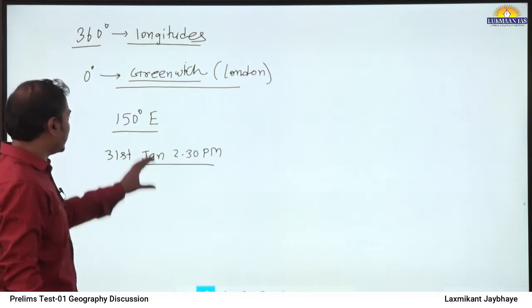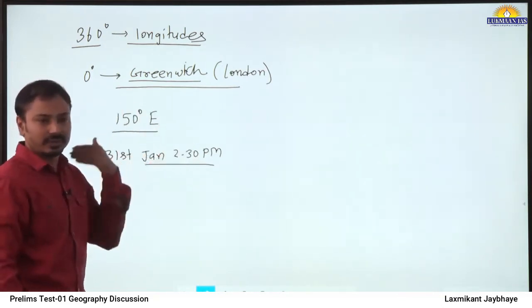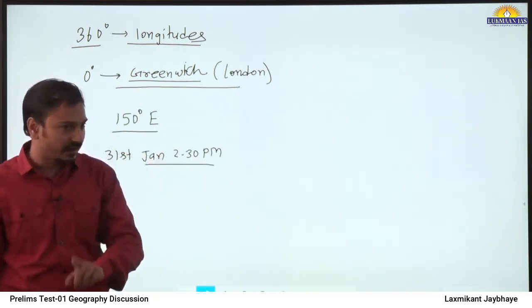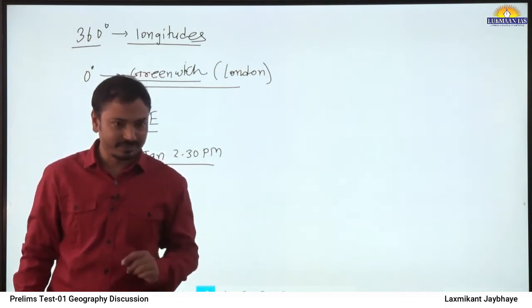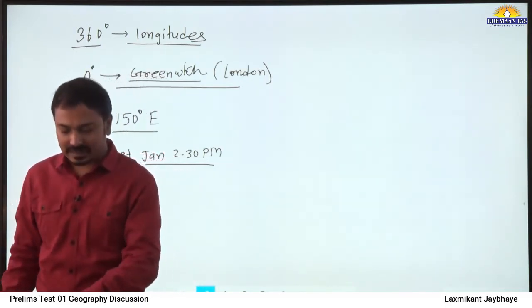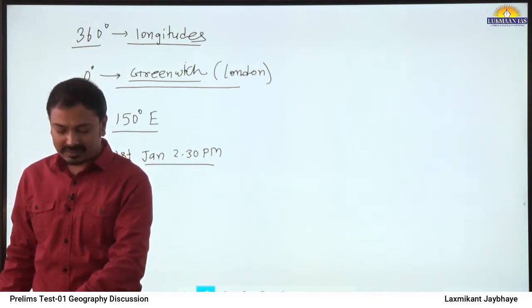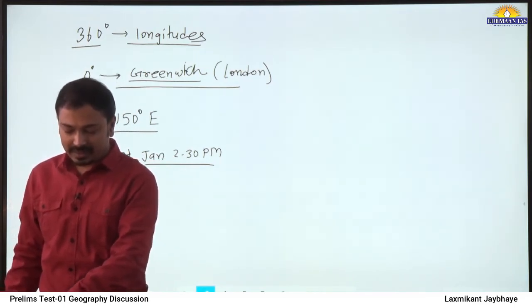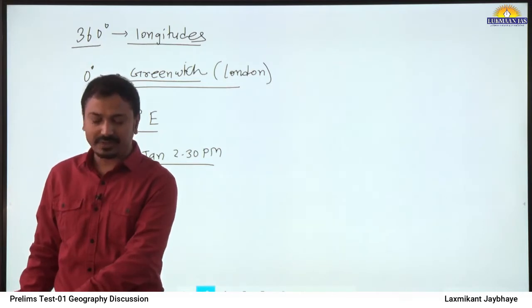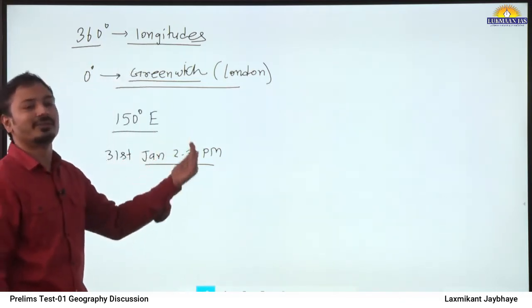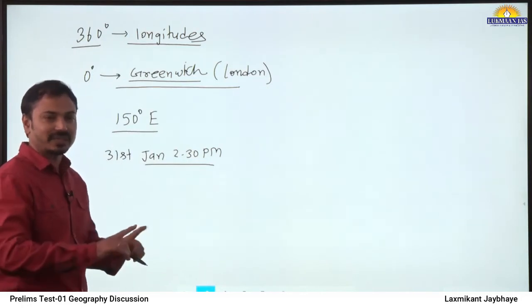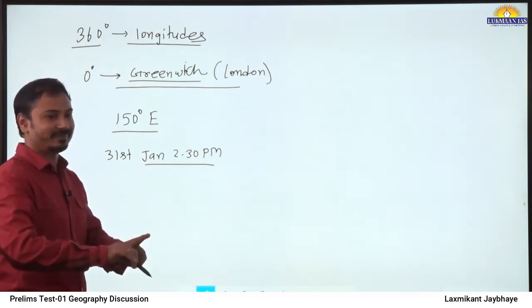Okay. Now from this, first of all, we will understand whether the other place which is asked is east or west of Greenwich. From that we will easily understand at what time it will be seen live in Philadelphia in US, situated at 75 degree west. So that means it is west of Greenwich. So there will be some kind of addition of time here.